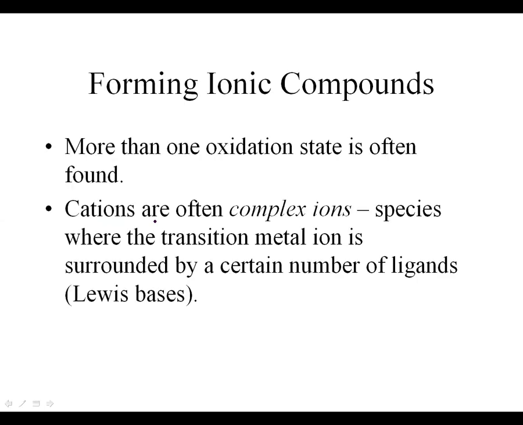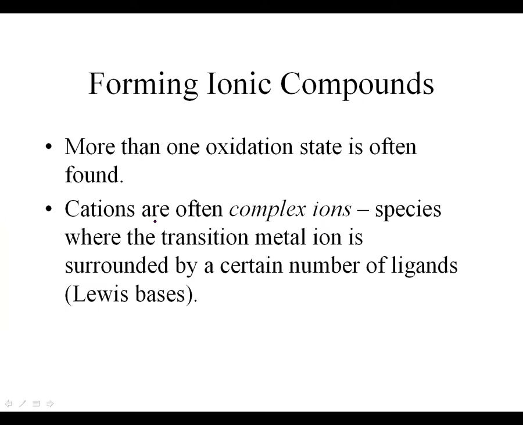When they do form ionic compounds, they typically, as we've talked about, have more than one oxidation state, which again is why we use those Roman numerals when we name them. And cations are often found in what we refer to as complex ions, which we'll talk more about at the end of this chapter or towards the middle of this chapter.